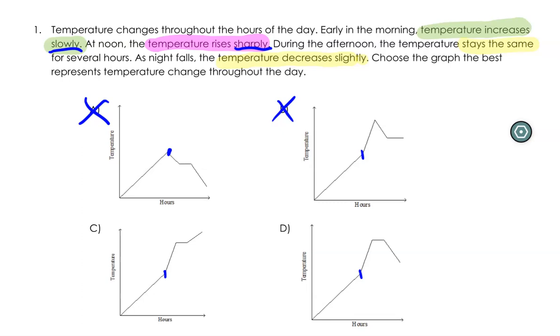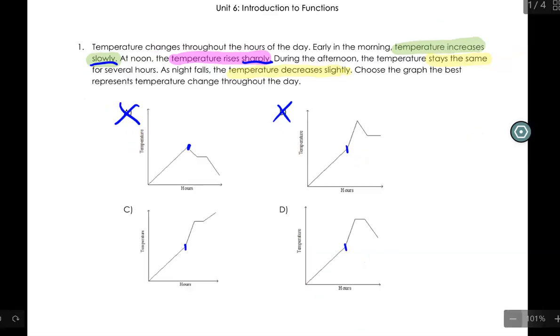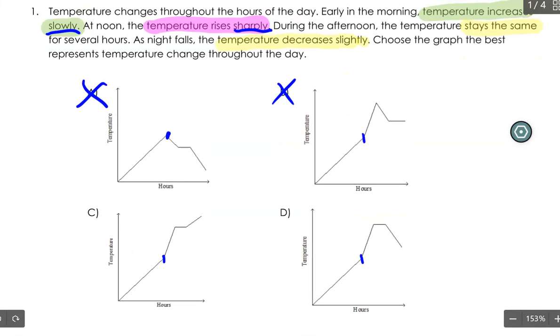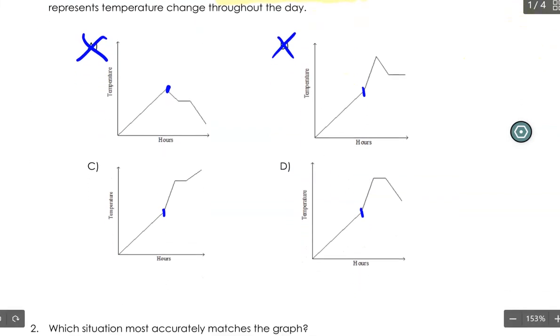Okay, so now that I eliminated 2 of these for you, try to pick the correct answer and make sure you answer these questions on the assignment today. Okay, that way you can also see the grade you got. Oops, wrong button. Alright, so that's it for number 1. Okay, now we're going to go to number 2.